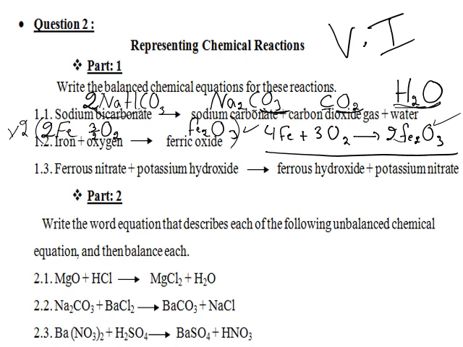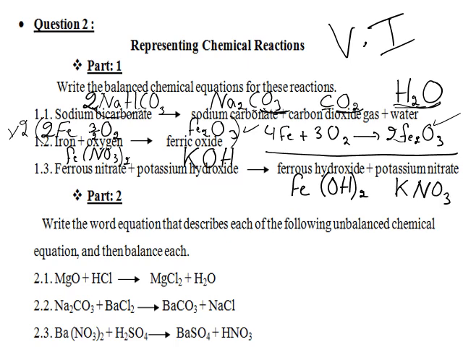Moving to ferrous nitrate. Nitrate is NO3 minus. So for ferrous nitrate, the formula is Fe(NO3)2, plus potassium hydroxide, it's KOH, gives ferrous hydroxide. Ferrous is Fe2 plus, so Fe(OH)2, plus potassium nitrate, KNO3. K plus, NO3 minus. So here NO3 minus with Fe2 plus, by the crossover technique you can put Fe(NO3)2.